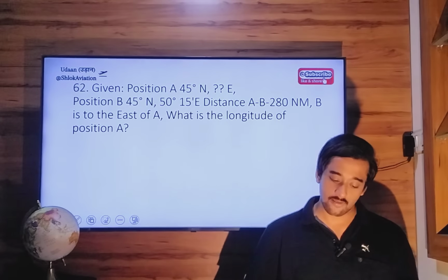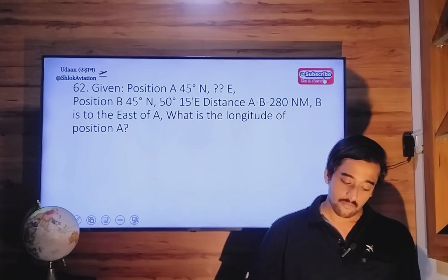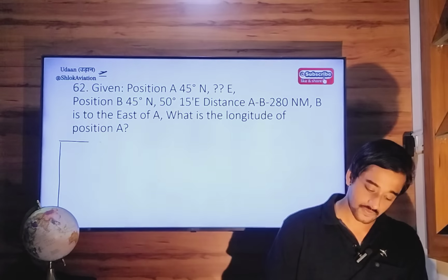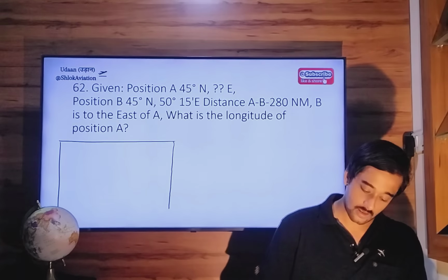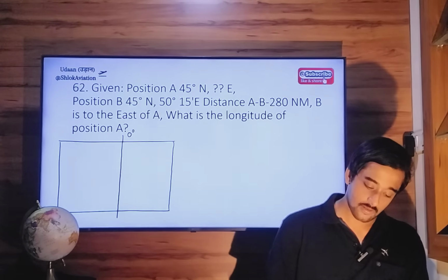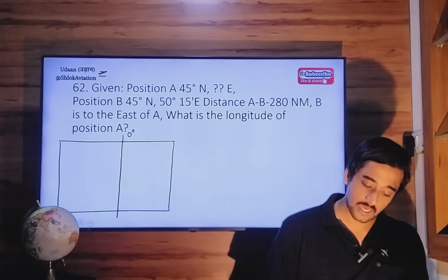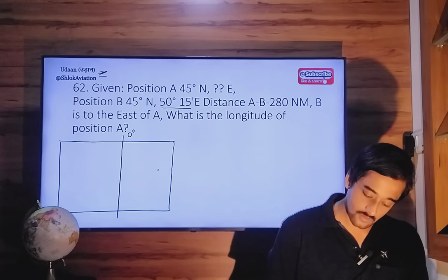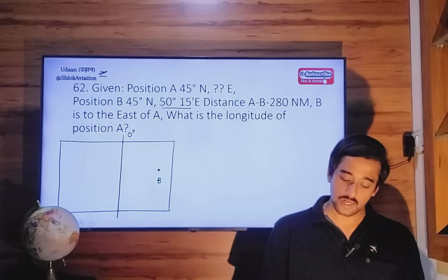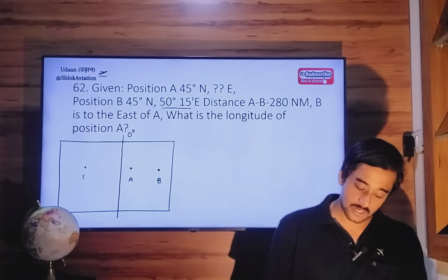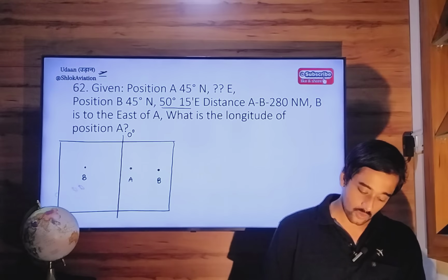Position A and B are given. Distance between them is given. B is to the east of A. What is the longitude of position A? So, this is your prime meridian, 0 degree. B is to the east of A and B's longitude is 50 degree 15 minutes east. A can be in the eastern hemisphere itself or it can be in a completely different hemisphere, that is, in the western hemisphere.